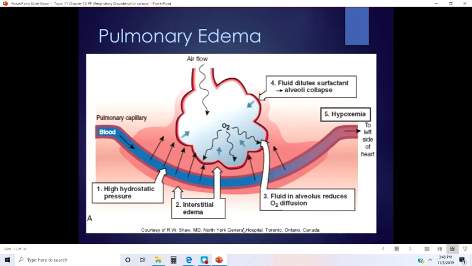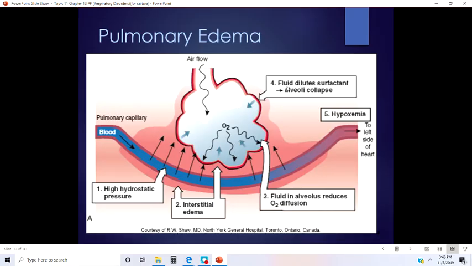So here's a picture that's showing the blood moving into the area of the capillaries, where again maybe there was just high hydrostatic pressure, and it pushes the water out of the bloodstream into the interstitial area here, and then the fluid moves into the alveoli, right, into that area there. So when we have more fluid in here, there's going to be less and less gas exchange.